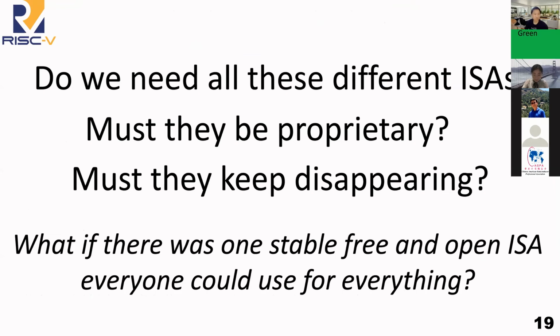The idea behind the RISC-V project was, what if we had a stable, free, and open ISA that everybody could use for everything? And that's really what we did with the instruction set we developed at Berkeley. We decided this should be free and open, anybody could use. And we'll try and make it a standard everybody uses everywhere.